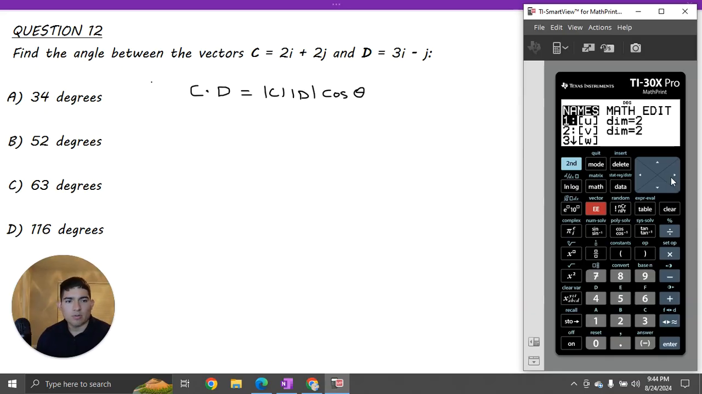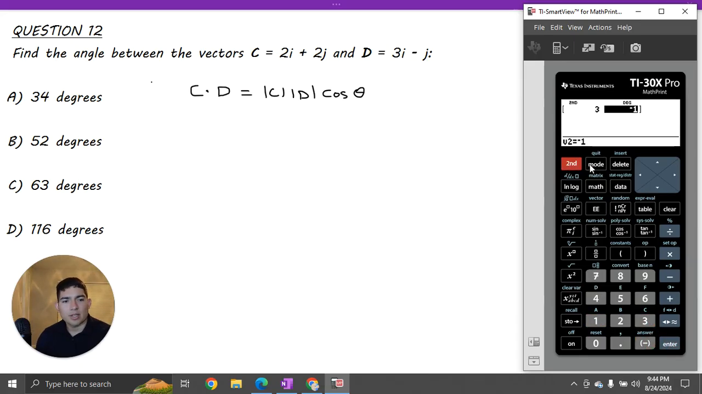So let's go ahead and go to our vector section. We'll go edit our vectors. We'll start off with our first one. It's going to have 2 dimensions. And the components are going to be 2 and 2. So then we'll go back and edit our second vector. The components for this one, which is also a 2-dimension vector, are going to be 3 and -1.